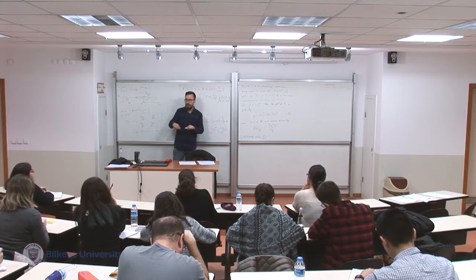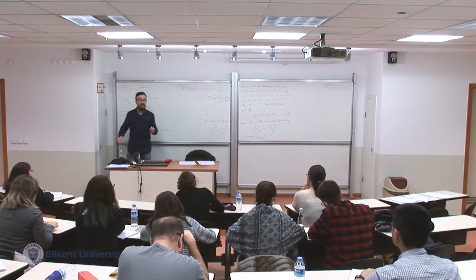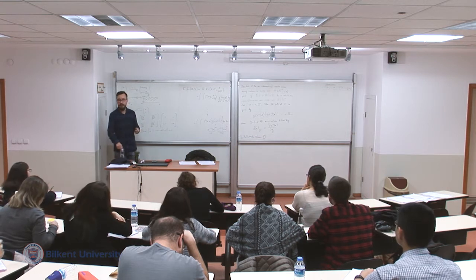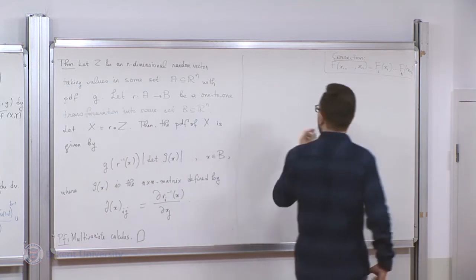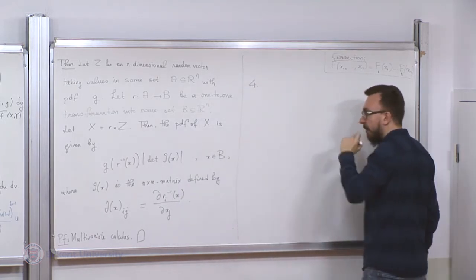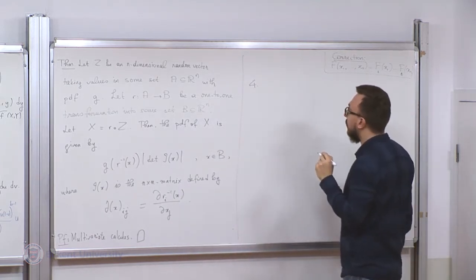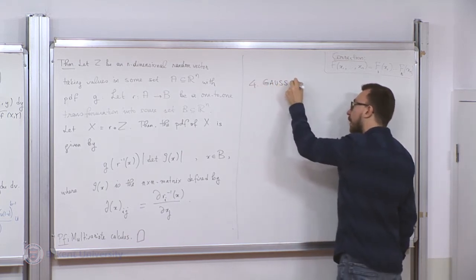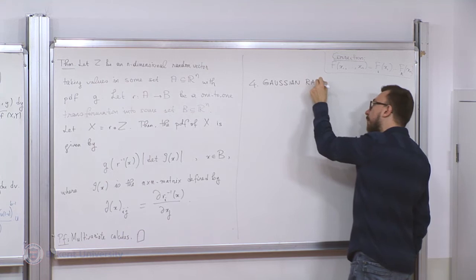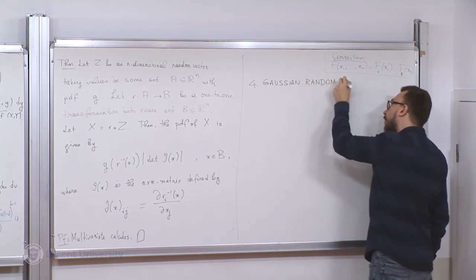As an application topic, we're going to discuss Gaussian random vectors now, an important class of random vectors. So this is the fourth section and the last section of this chapter: Gaussian random vectors.